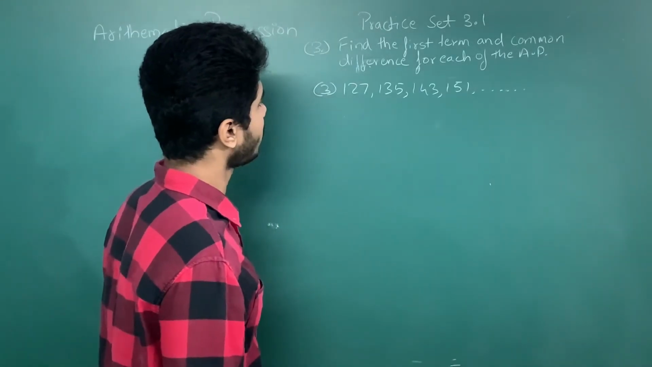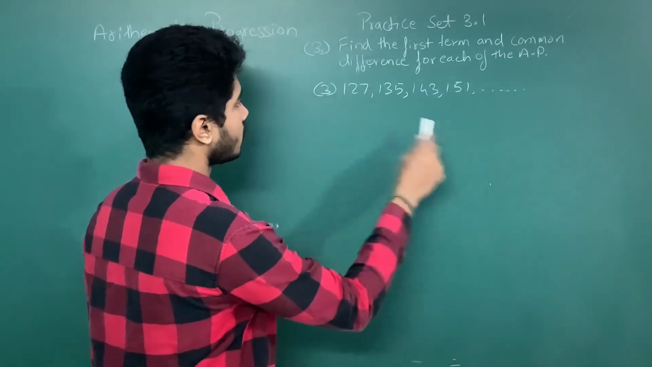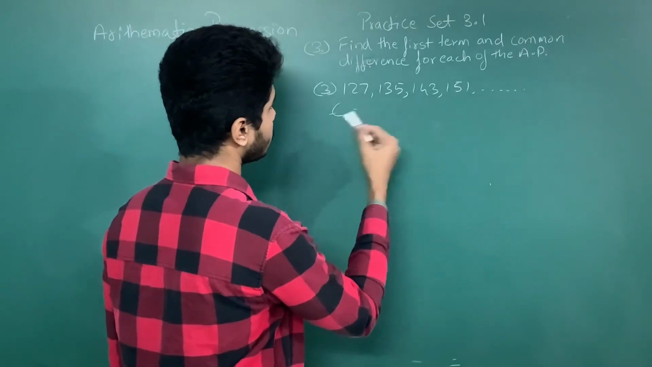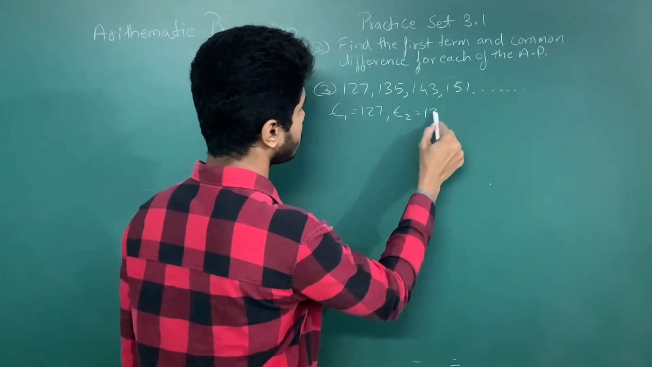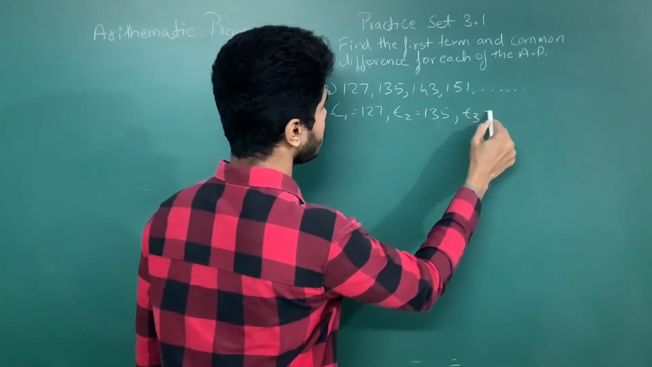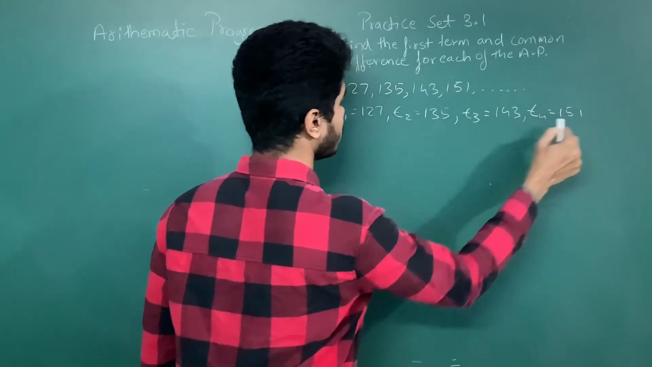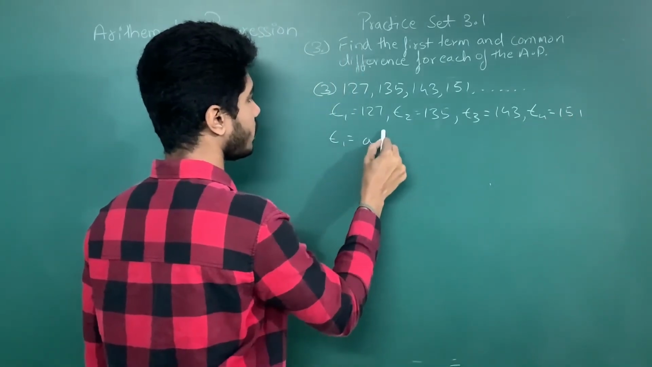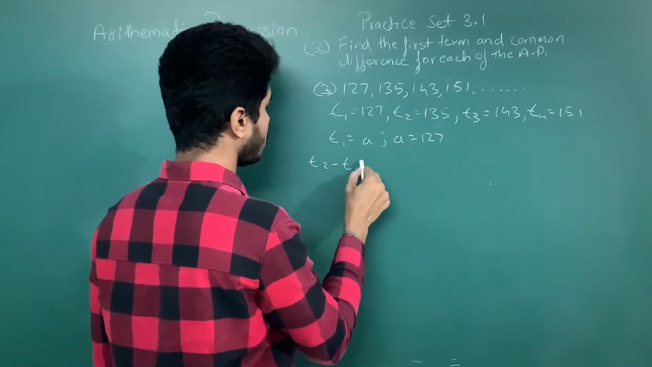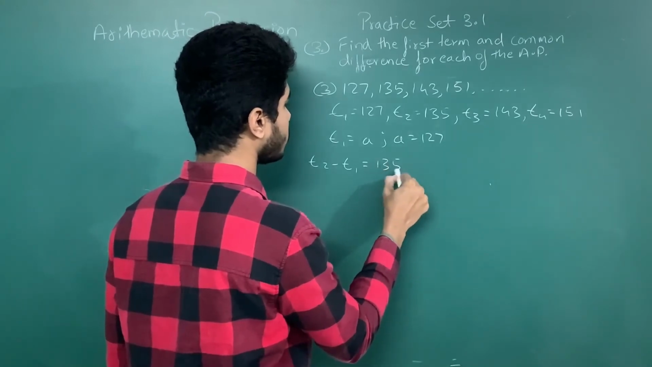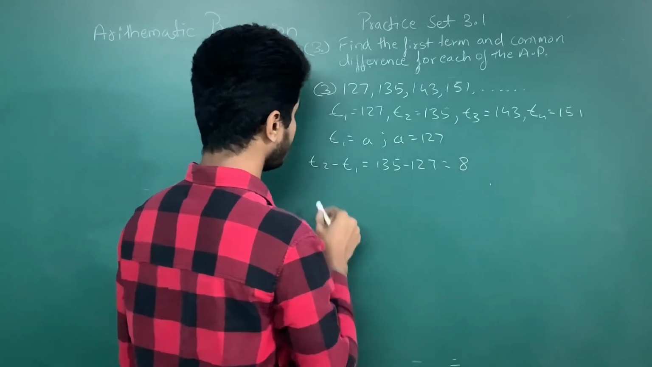Third sequence 127, 135, 143 and 151. So we'll denote each number as a term, T1 as 127, T2 as 135, T3 as 143 and T4 as 151. So T1 is equal to A, so we get A is equal to 127. So let's find the difference. T2 minus T1, that is 135 minus 127, which gives you 8.